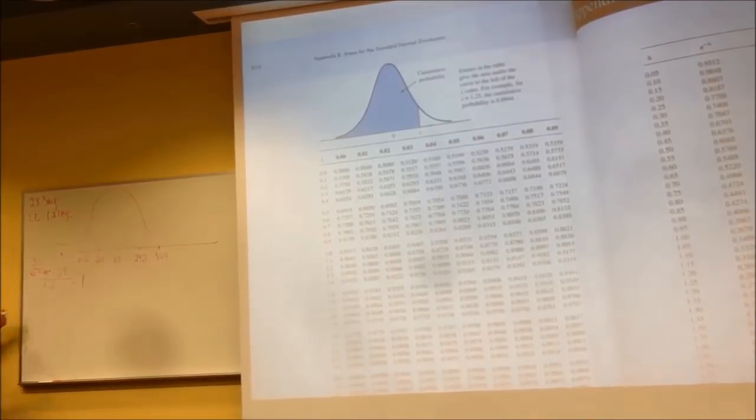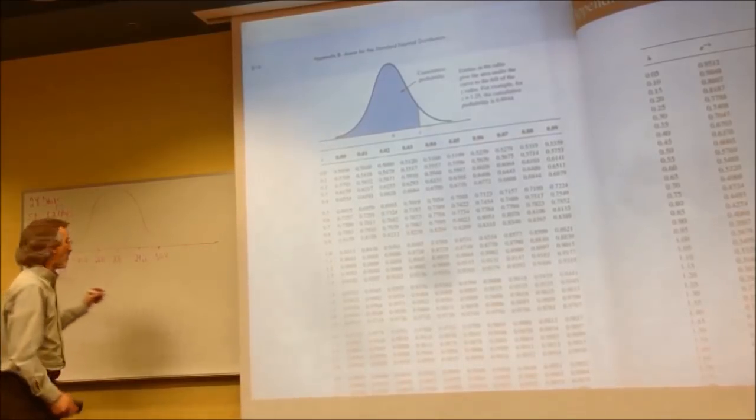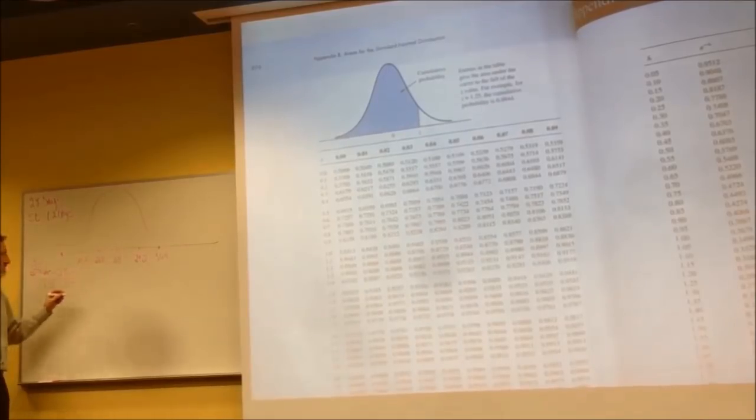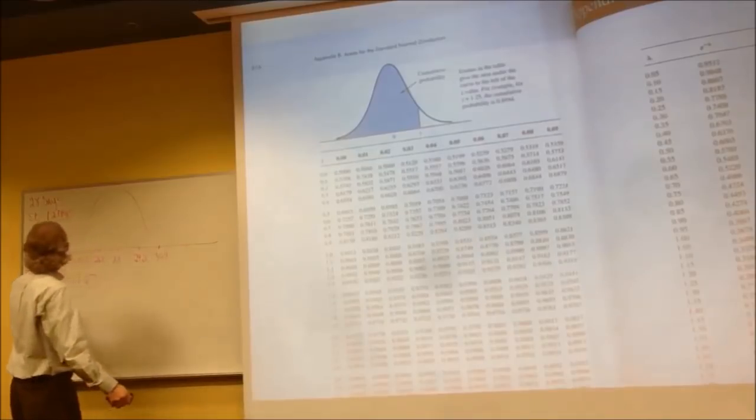So now, what's my probability? 30 minus 28 is 2. 2 divided by 1.2, help me out, calculators. 2 divided by 1.2 is 1.67? Thank you. 1.67. Positive because it's above.